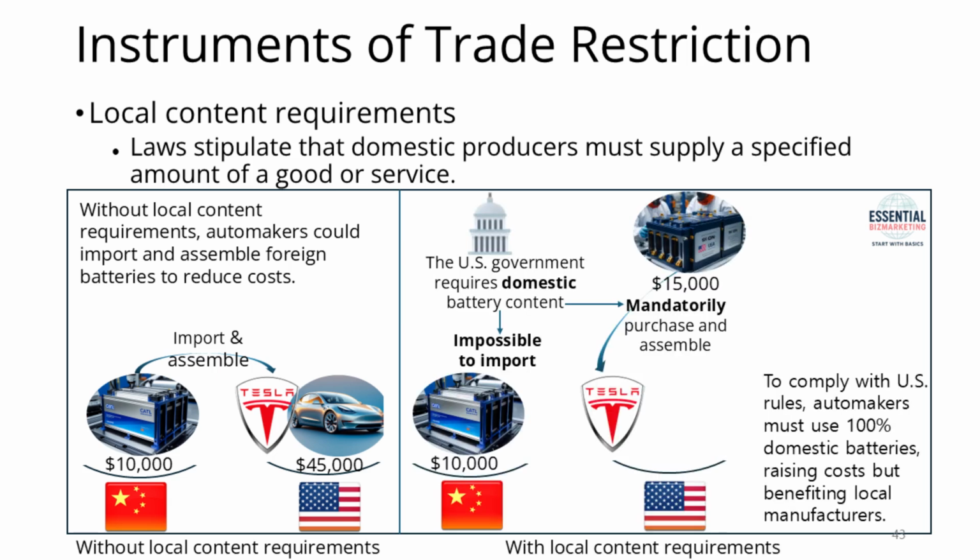But everything changes once local content rules take effect. Under the new policy, automakers must source batteries domestically, making imports impossible. They are now required to purchase higher-cost U.S.-made batteries, like those from SK On. Let's compare the outcomes of these two scenarios. Using local batteries raises the total EV cost to $50,000, up from $45,000. While consumers pay more, the policy supports local jobs and strengthens the domestic supply chain.